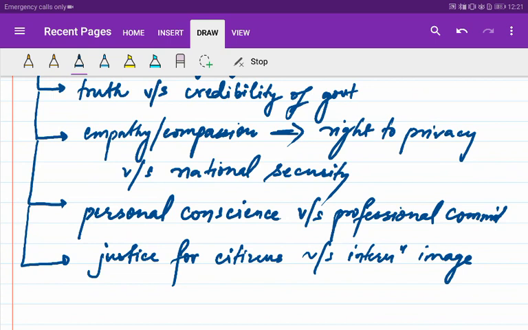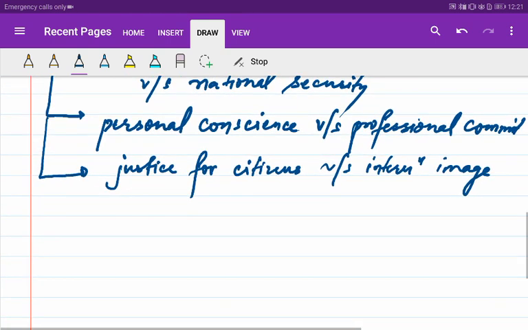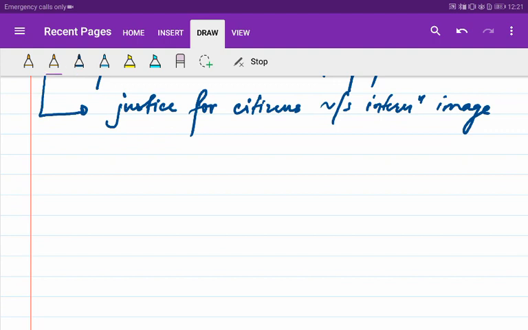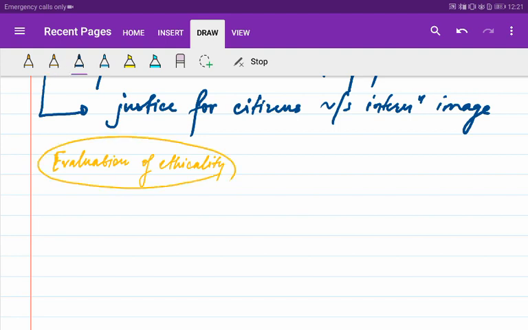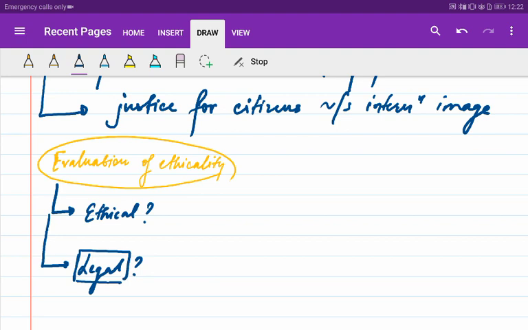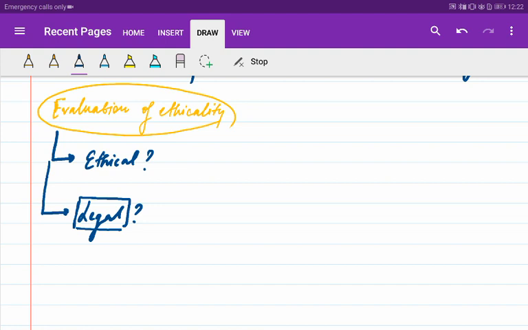Now this could be your introduction and the linking paragraph, or the one component of the answer that has been asked. The second component that has been asked is evaluation of the ethicality of the action. So two things are there in the case. One is being argued, whether the act was ethical or not. Another thing is, was the act legal or not? So let's try and deal with the legal component. Was the act done by Edward Snowden, the whistleblowing, legal to do?